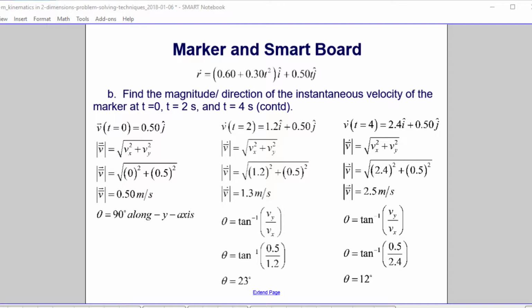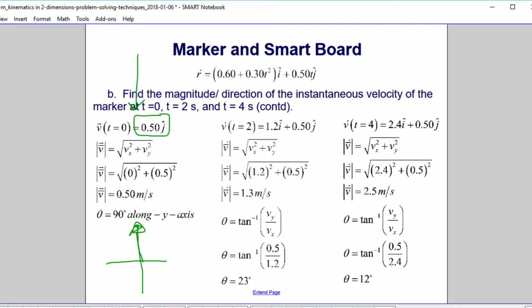This slide is terribly busy, but we're doing the same thing 3 times in a row. So we'll take the easiest one first. At time t equals 0, here is our expression. So the magnitude of that is just going to be 0.50 because there is no i hat component. And if it's just in the y direction, what angle are we making? Well, if we have our coordinate system like this, the vector's in this direction. It's purely in the j direction, the y-axis.